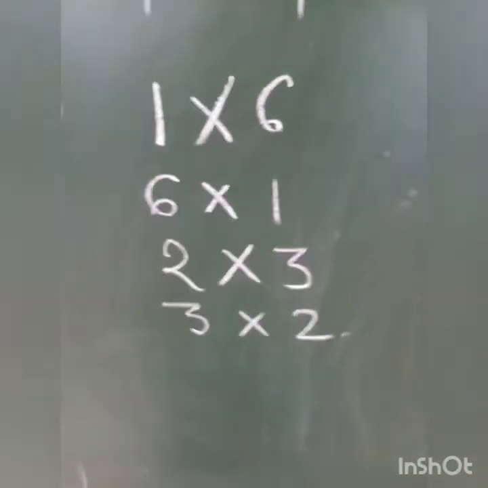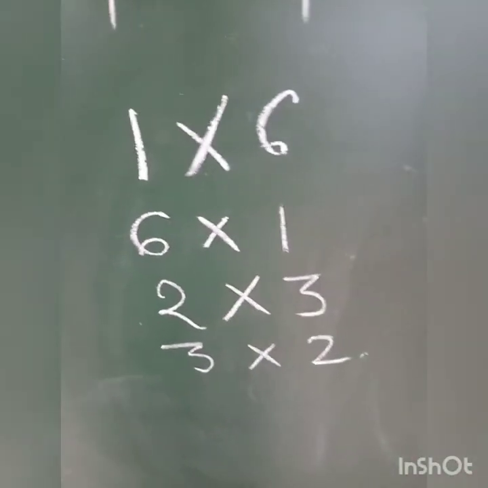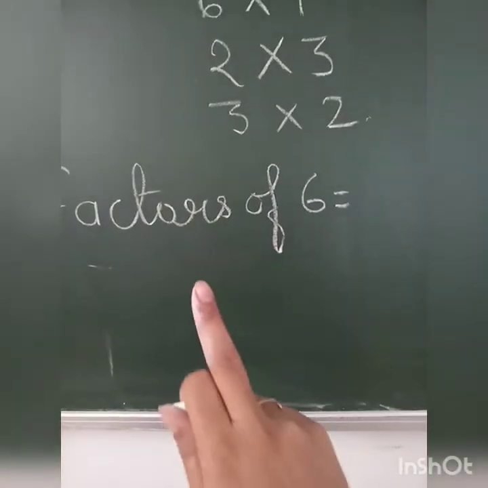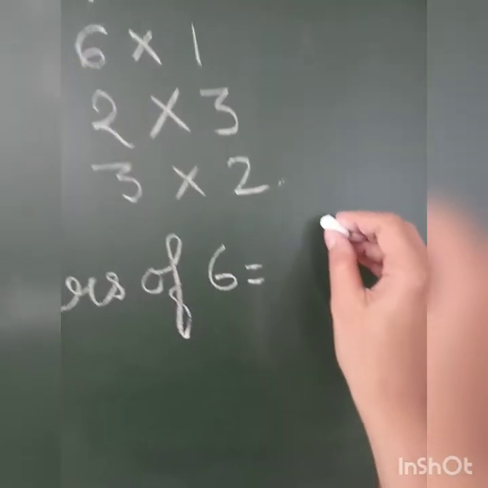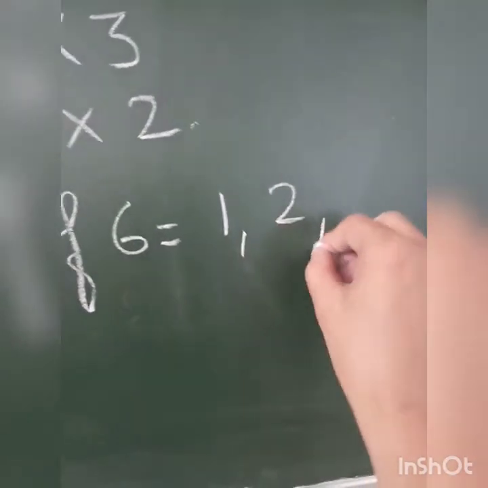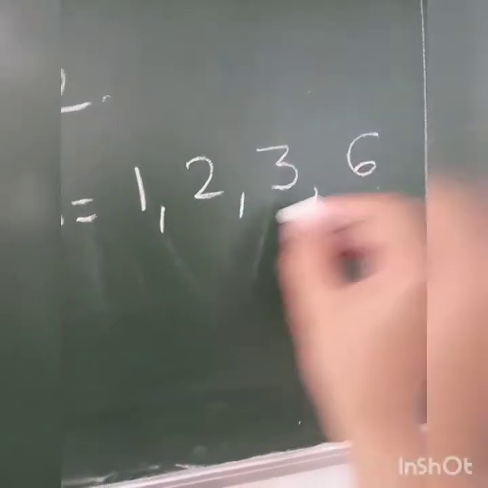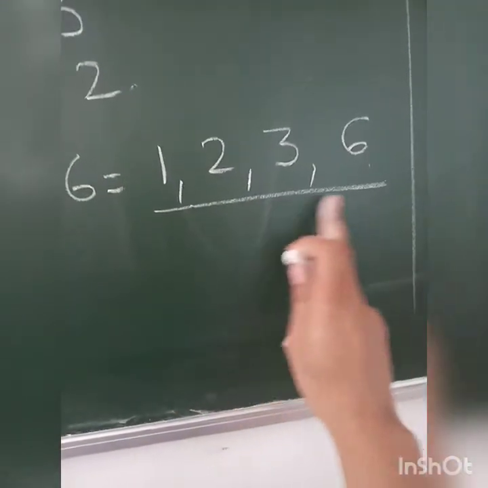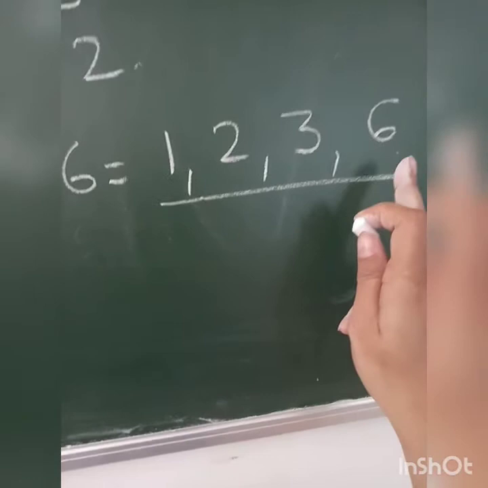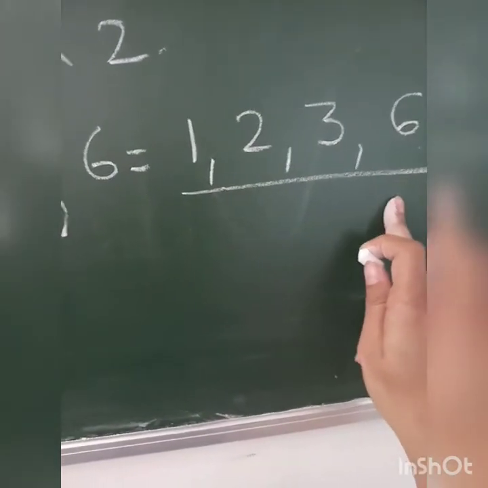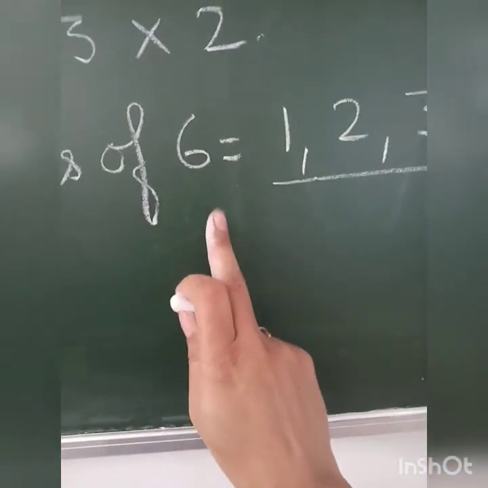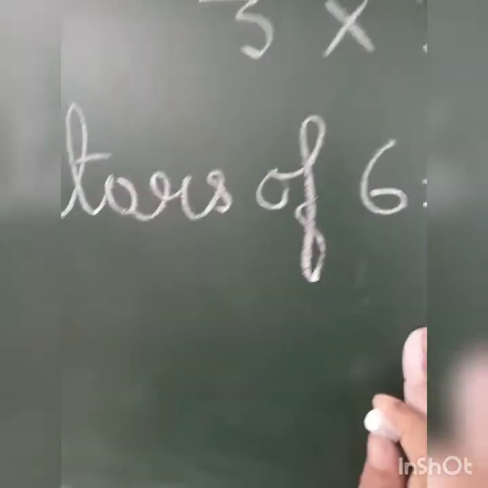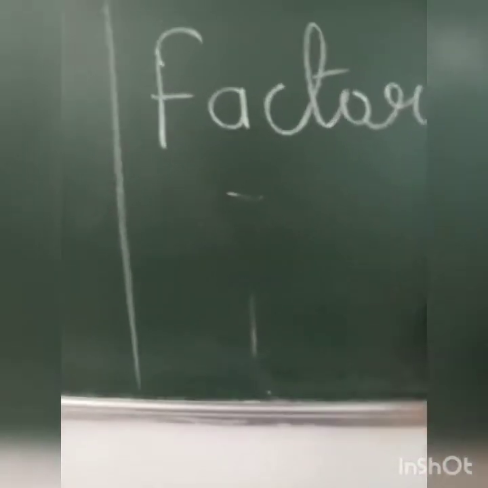So in this way we can find out the factors of 6. Factors of 6 are 1, 2, 3 and 6. Now you see number 6 has 4 factors and these are more than 2. That means 6 is a composite number. Is it clear? Now again I am telling you it's the same for number 8.